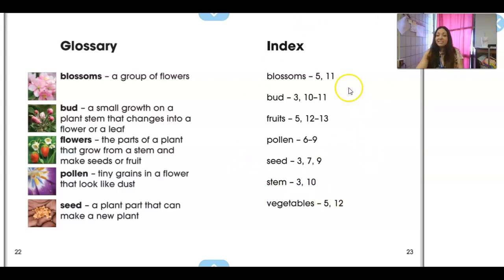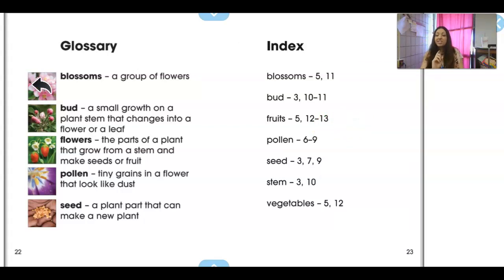And then this is called the index. What the index does is it picks those special words, like blossoms, and it tells you what page you can find that word on. So if you want to learn about blossoms, you can find it on page 5, but you can also find that word on page 11. If you want to look at what a bud is, you can find it on 3 or 10 through 11. So 3 different pages talk about the word bud. Fruits you can find on 5 and 12 through 13. So if you're looking for just a specific word, you can find it in the index.